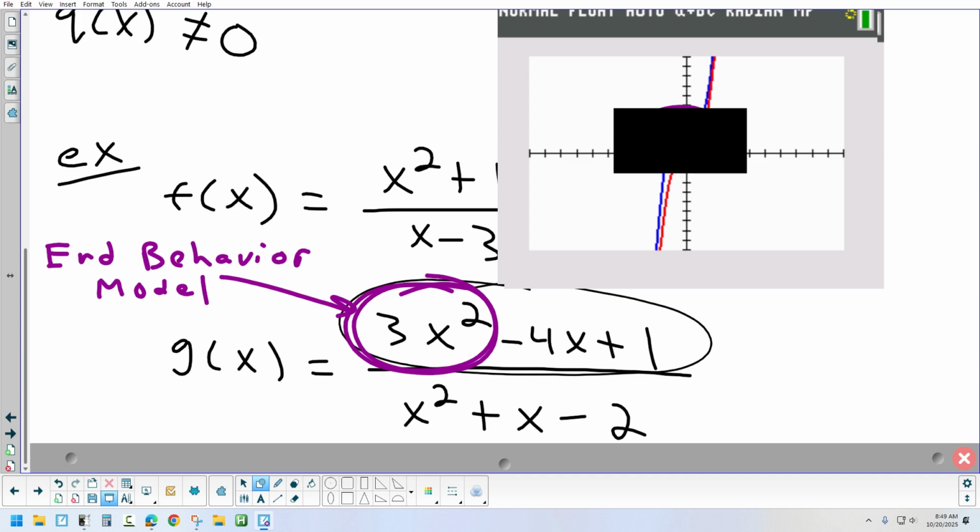All we care about is what's happening on the ends, as we go left and right. If we just look at the ends, do the ends look pretty close? Yeah, and that's all that this term is supposed to do. This end behavior model is just supposed to give you a quick idea of what the ends are going to look like without all the extra details in the middle. That's what this does. So any questions on how you find the end behavior model?